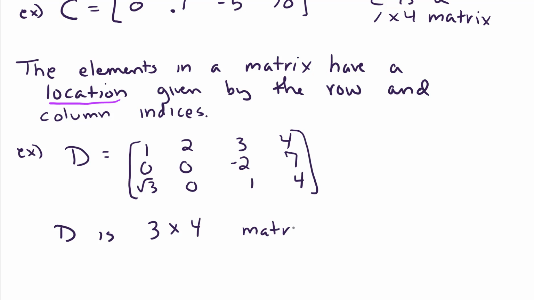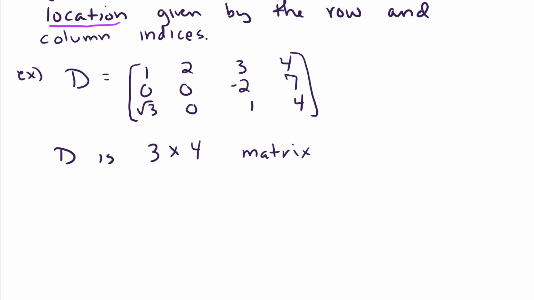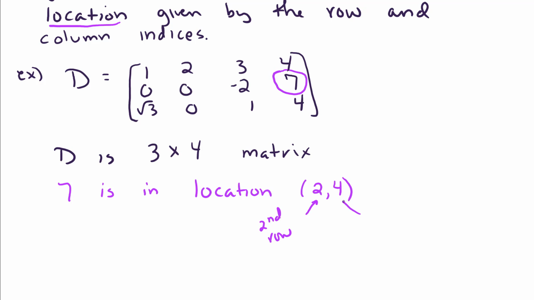Great. Okay, so now let's talk about the position of the element 7. So we could say 7 is in position or location, well, where is it? It's in the second row, 4th column. So it's in location 2, 4. So this is second row, 4th column.